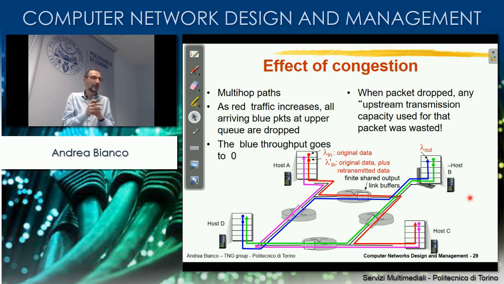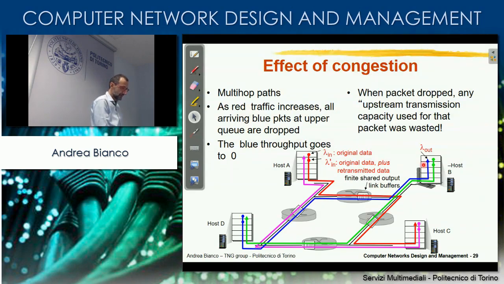Now that depends on which mechanism you use for retransmission. It's not always true, but that's the first not completely correct picture according to what I said before. We have to remember that any packet drops may imply an increase in the load for retransmissions, okay? And then it's even worse than that. So let's consider this example here.